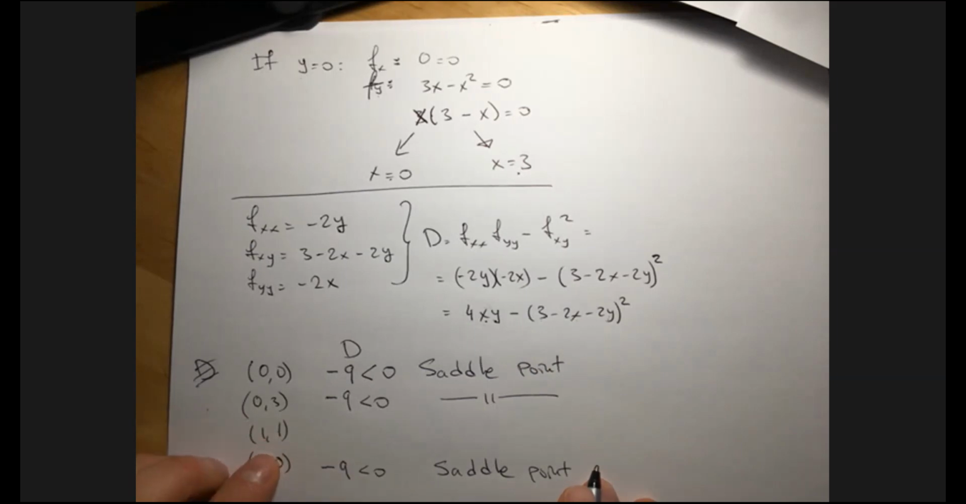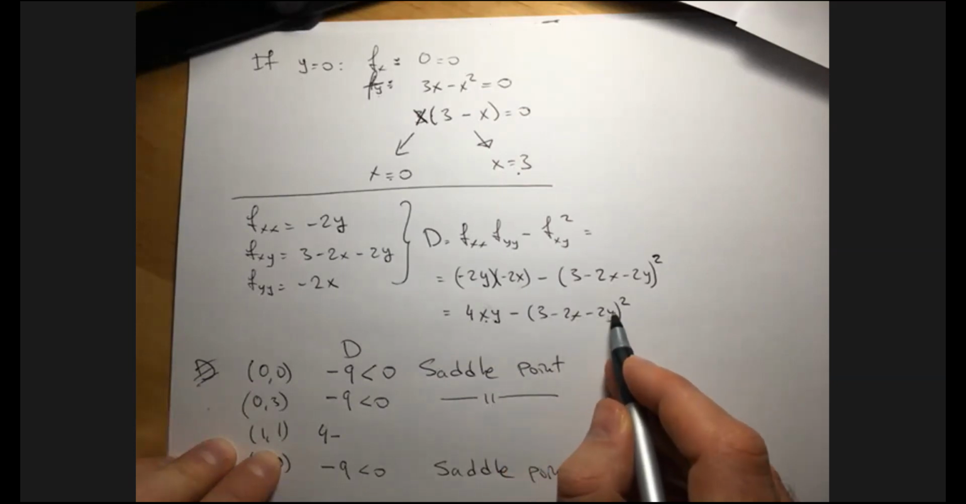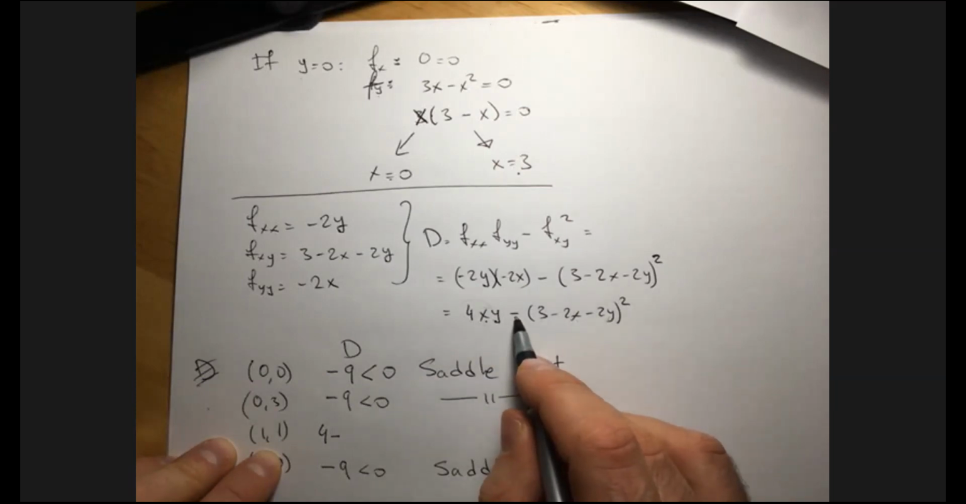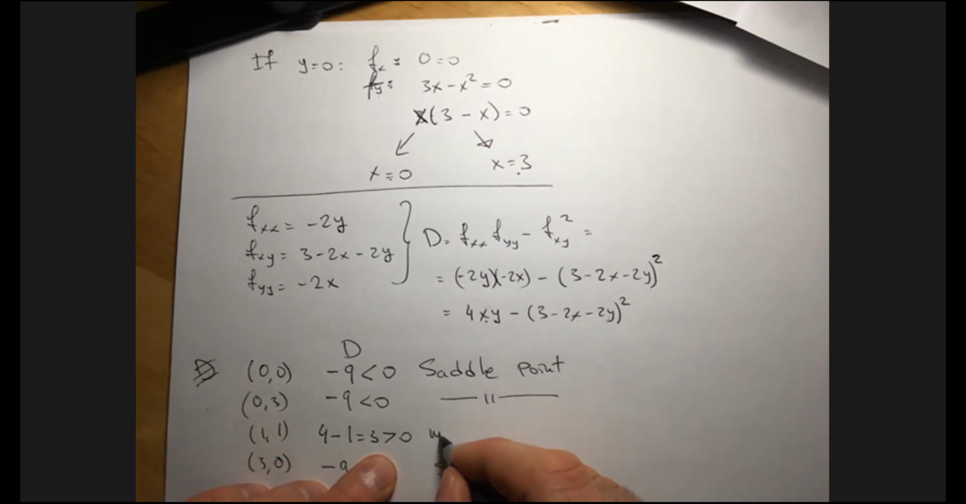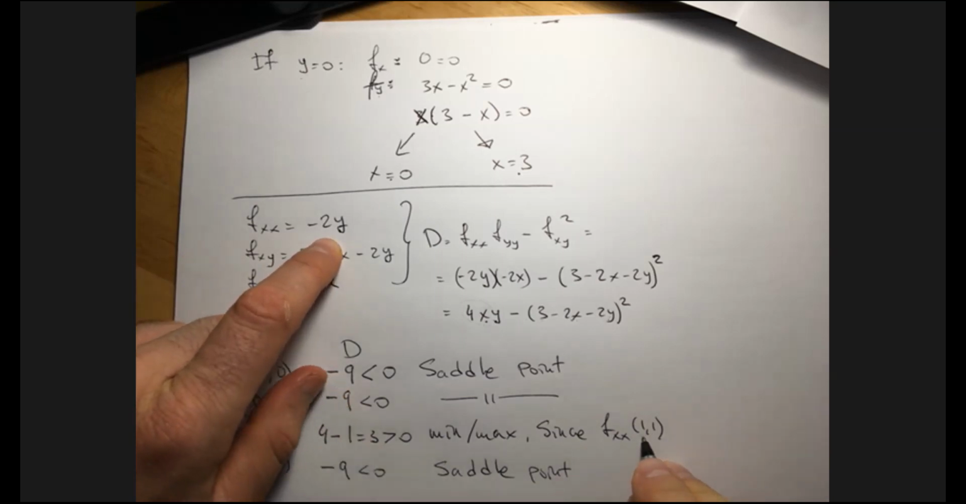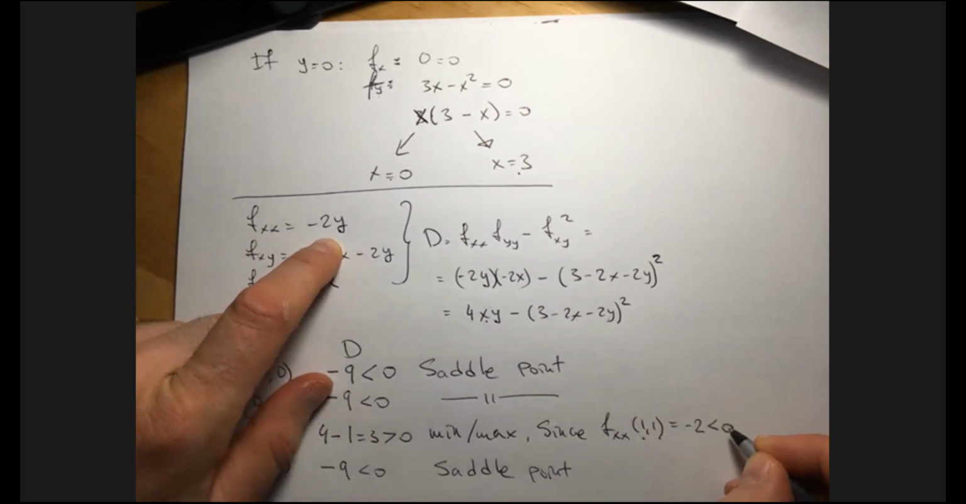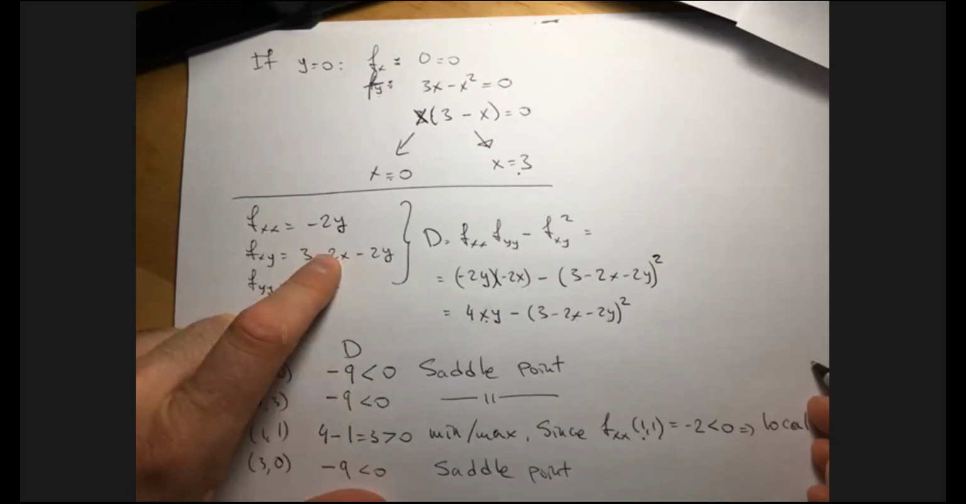And the last one is 1, 1, in which case I get 4 minus (3 minus 2 minus 2), that's 3 minus 4. 3 minus 4 is negative 1, squared is 1, 4 minus 1 is equal to 3, which is greater than 0. So here I have either a min or a max, and I have to figure that out. That will depend on f double x evaluated at 1, 1. F double x evaluated at 1, 1 is negative 2, which is less than 0. So because it's less than 0, it is concave down, a local maximum.